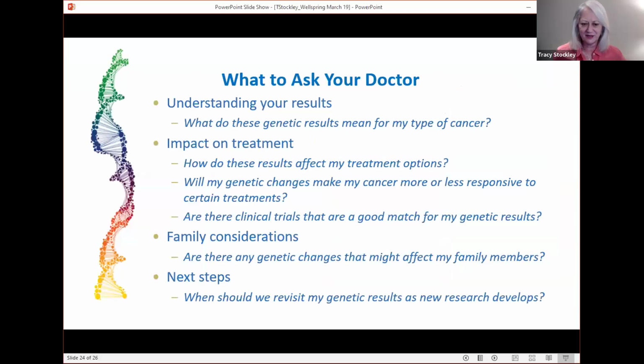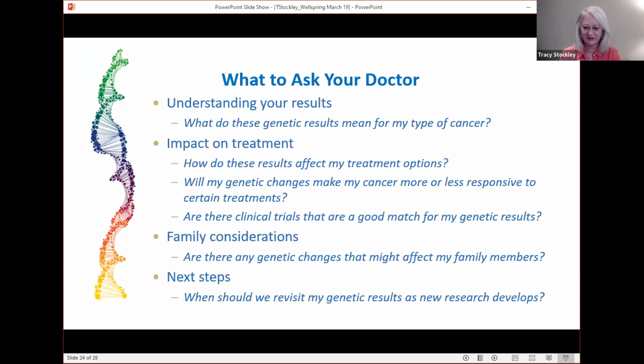Okay, so in my last two slides, I just wanted to give some practical thoughts. What should you ask your doctor? First of all, feel comfortable that you understand your results. What do these results mean for my type of cancer, and what is the impact on treatment? How does it affect my treatment options? Do these changes make my cancer more or less responsive to certain treatments? And again, as I mentioned, if you're interested in clinical trials, are there trials that are a good match based on my genetic results and my tumor type?